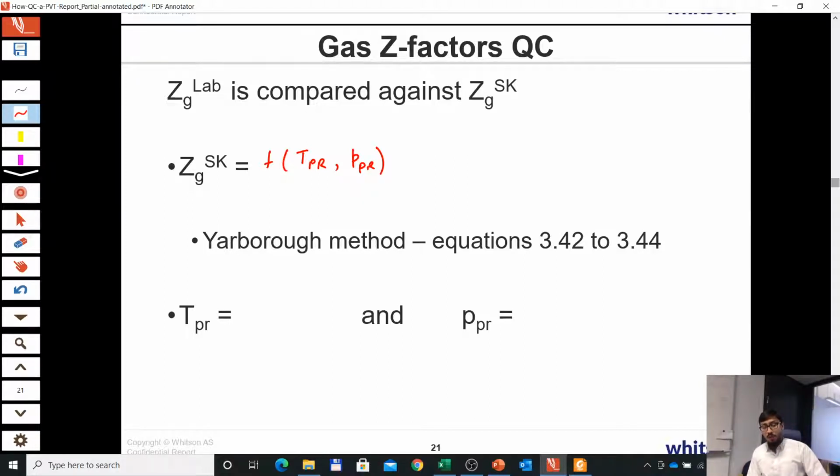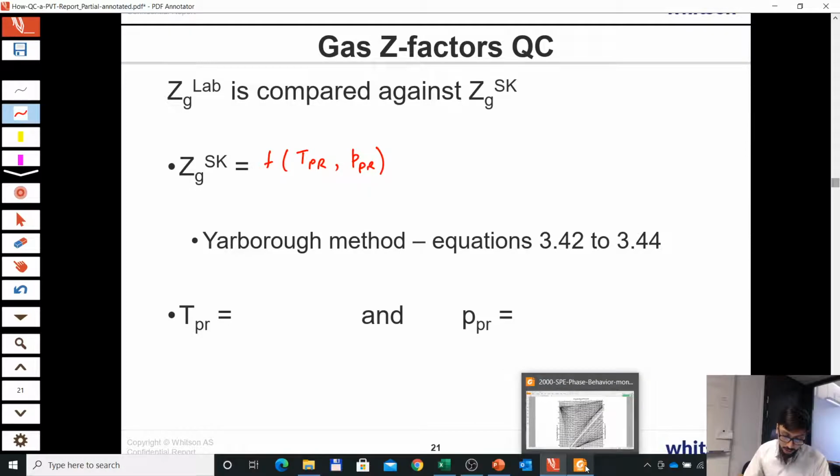What we looked at in this chapter in the SPE monograph is that one way of getting the Standing-Katz Z factor is to go into the chart and pick the value manually. But this is not very user friendly, because if you want to do the QC, you would like some automated method that helps you find the right value from that chart.